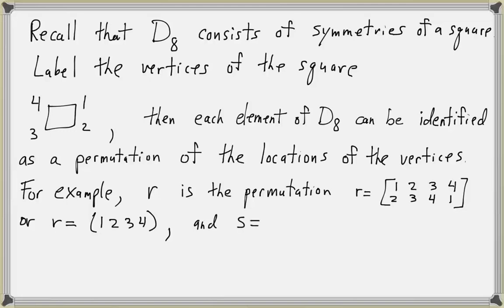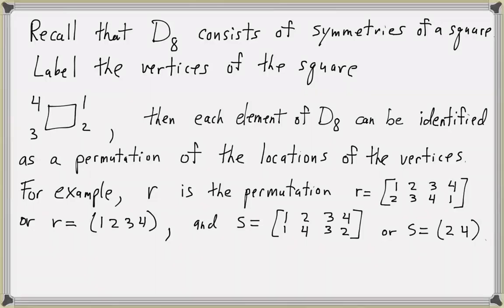And the permutation S reflects the square across the diagonal between the vertices 1 and 3. So it fixes 1 and 3, so 1 and 3 stay the same, but it flips vertices 4 and 2. So this would be the permutation S, and as a cycle, we see that 1 and 3 are fixed, and 2 and 4 are mapped to each other, so this is the 2-cycle (2 4).